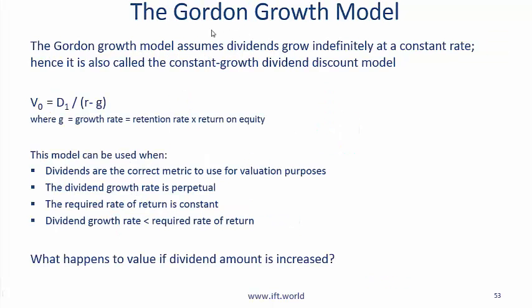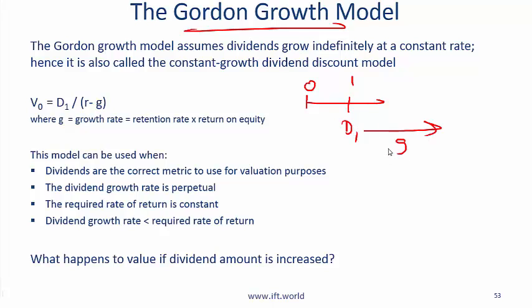Perhaps one of the most important models in equity analysis is the Gordon growth model. So what this says is the following. If this is time 0 and at time 1 you have a certain dividend D1 and you expect this dividend to grow at a constant sustainable rate of G, then the value at time 0 is equal to D1 over R minus G. Sometimes D1 is not given, D0 is given. Then you calculate D1 by saying that D1 is equal to D0 times (1 plus G).